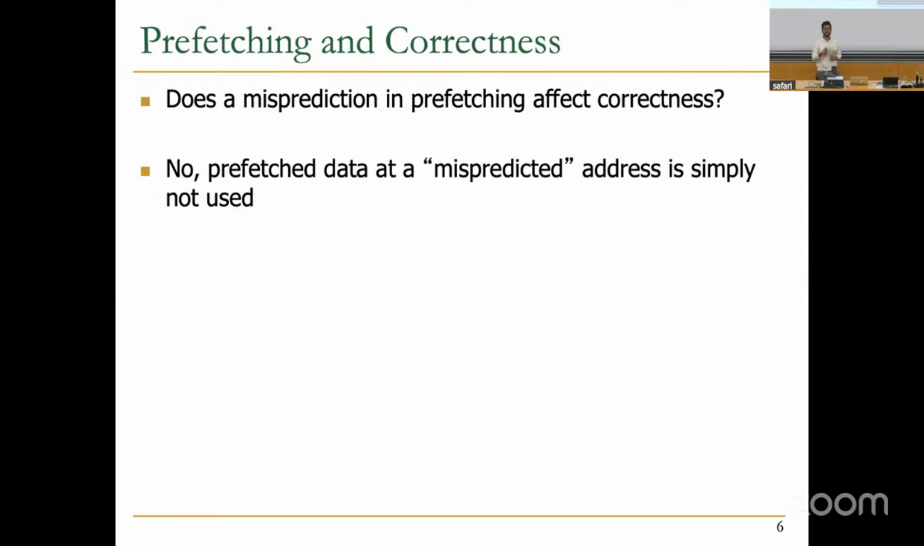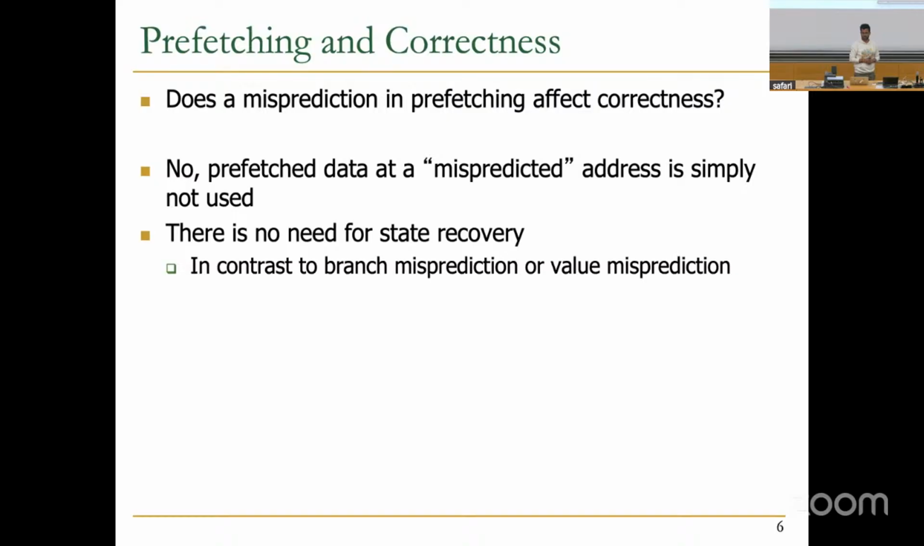And that's very important for prefetching, because it does not affect correctness, you can afford to make much more aggressive predictions, since you don't have to worry about the correctness of the program. So you just go and aggressively prefetch in anticipation of improving performance. As I said, there is no need for state recovery, and this is very much in contrast with branch prediction, or another form of speculation, which I'm not sure whether we have covered, value misprediction. But prefetching is not going to affect the correctness of the program.